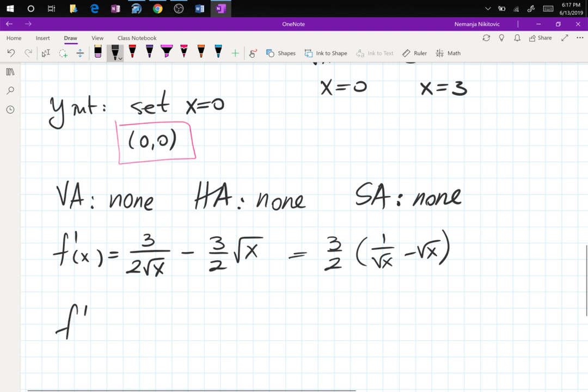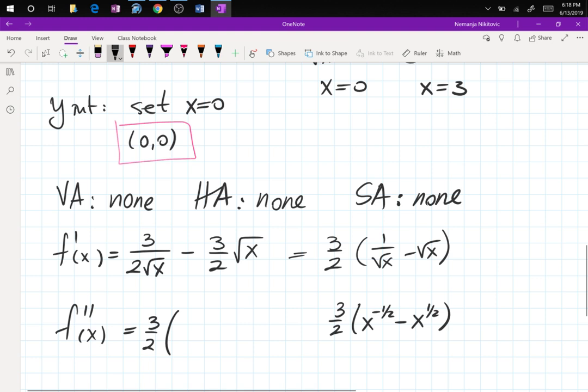Now we want the second derivative. For the second derivative, you take the derivative of the first derivative. Usually it's easier if we write these as x to the negative 1/2 minus x to the positive 1/2. Right, that's what it is. So now when you're taking the derivative, you copy 3/2, and then you just take the derivative of each one of these.